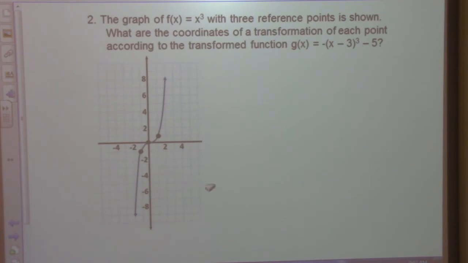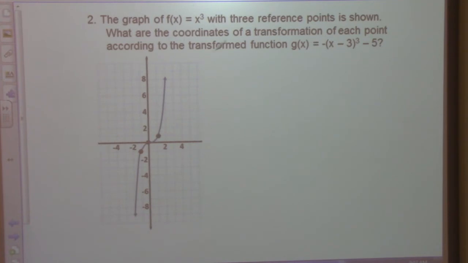And what I did is this preview is taken from the actual test. So I go look at the actual test. What's going to be covered in that? So that's what we're looking at today.